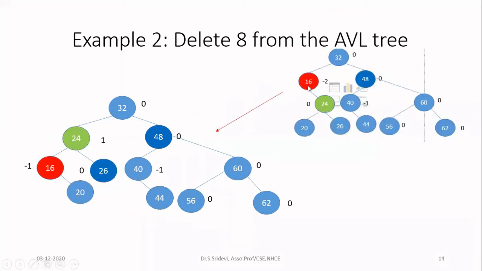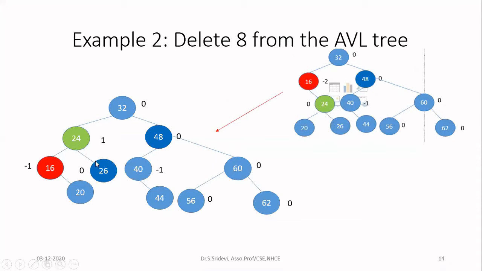So 16 is here. I am going to pull 16 down in the anti-clockwise direction. When I pull 16 down, 16 is coming down. Automatically, this 24 and 26 will move up. Along with that, 20 has to move up, but 20 will not be connected to 24. Let us see what is the reason. So 16 is pulled down, and 24 and 26 are moving up.